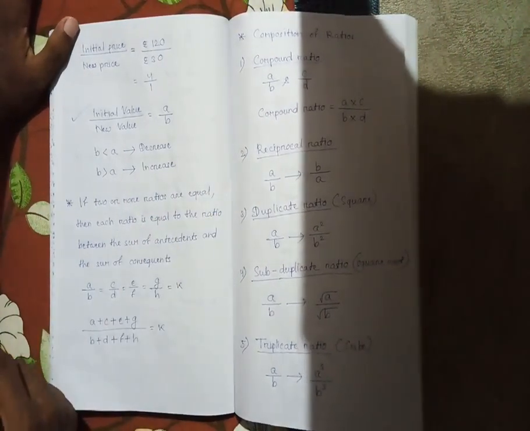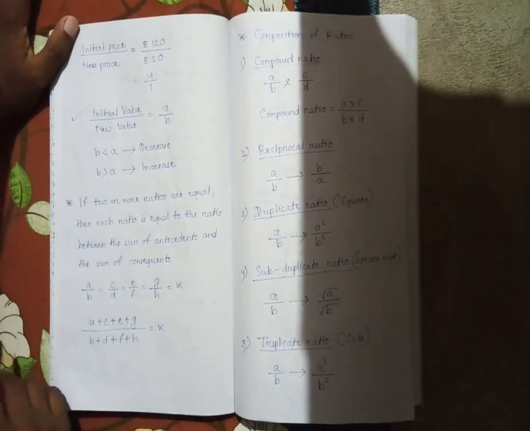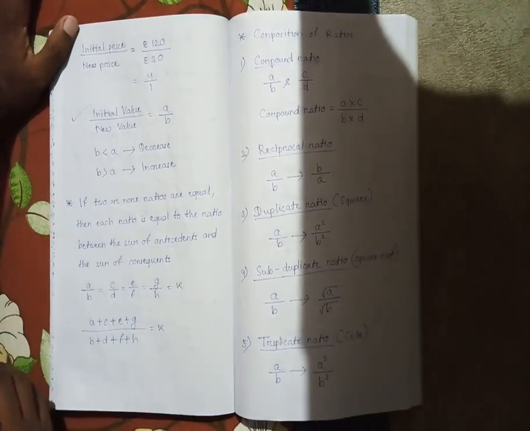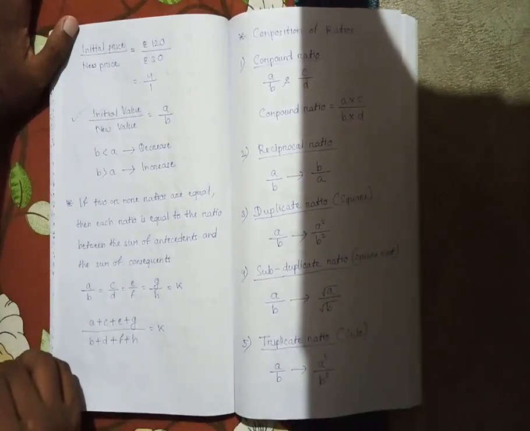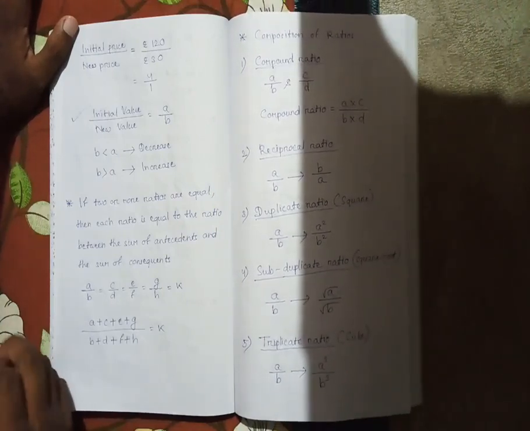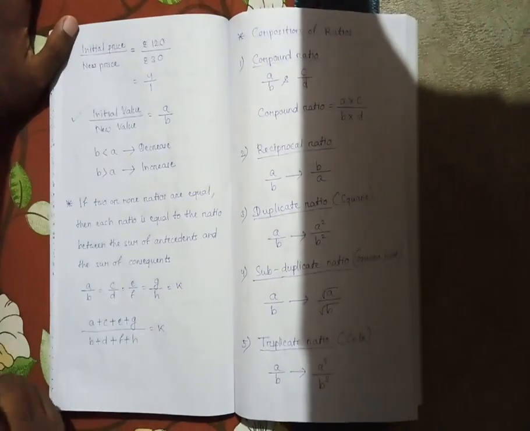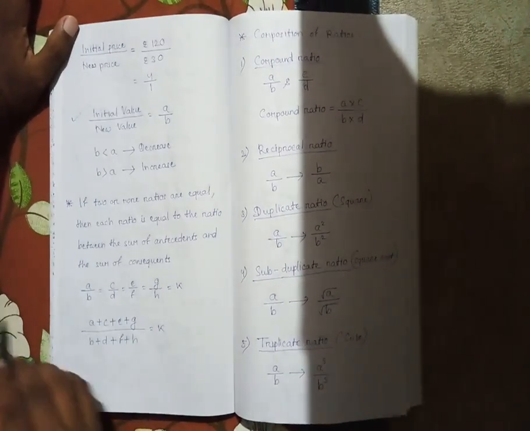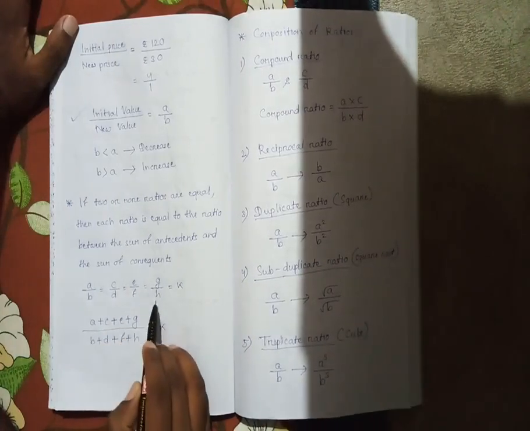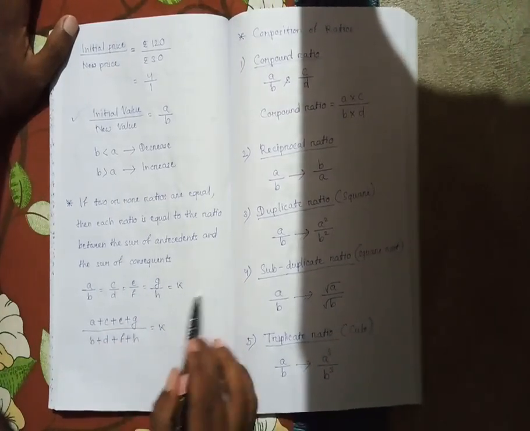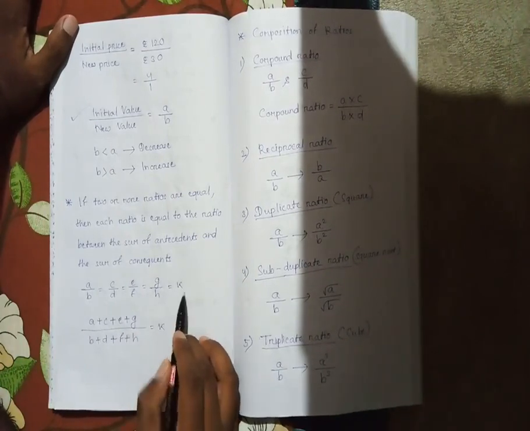There is one more concept. If two or more ratios are equal, then each ratio is equal to the ratio between the sum of antecedents and the sum of consequents. Minimum two equal ratios should be there. I have taken 4. Suppose A by B is equal to C by D is equal to E by F is equal to G by H is equal to K, suppose. Each ratio is equal to K.